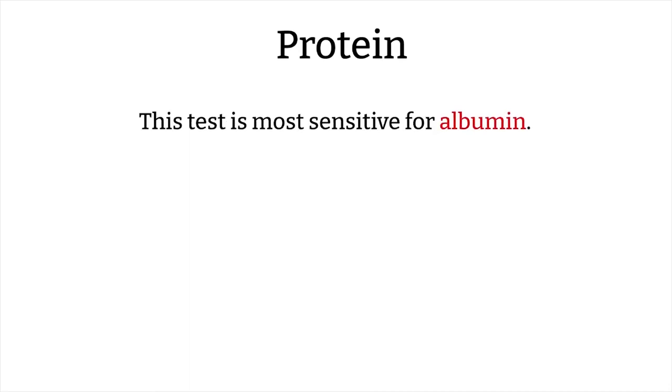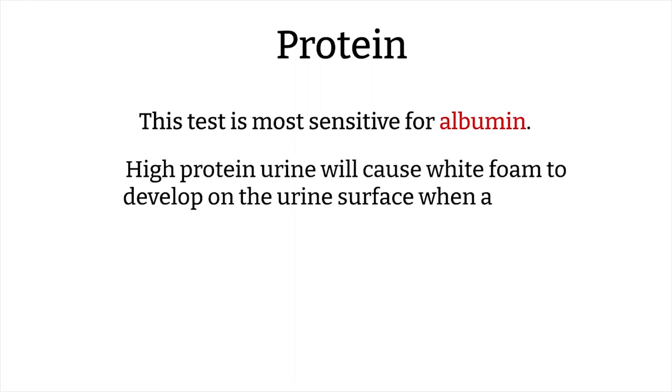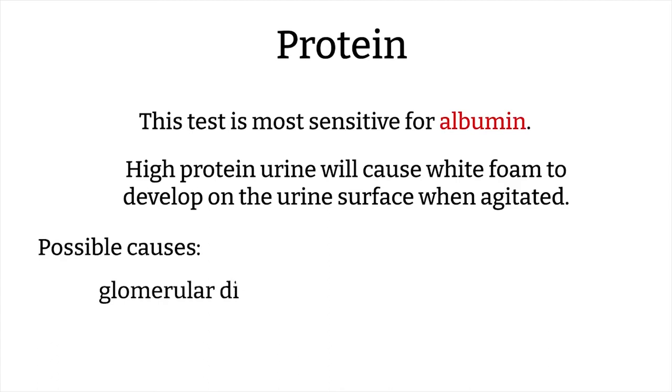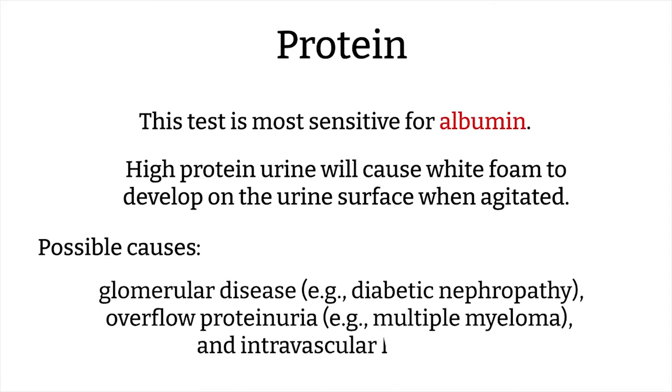Proteins. The urine dipstick's protein pad is more sensitive to albumin than other types of proteins. If protein is present in large quantities, the surface tension of urine will be altered, so if you agitate the urine, it will cause foam to develop on the surface. Protein in urine can be transient or indicate an underlying renal disease. Here are some medical conditions in which we can see the presence of protein in the urine.